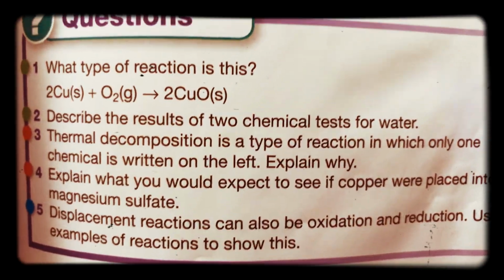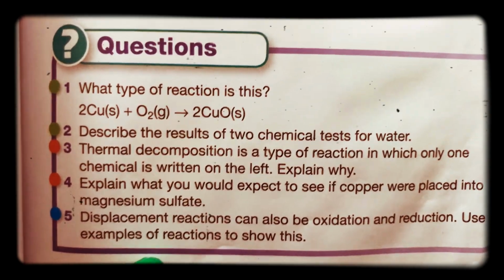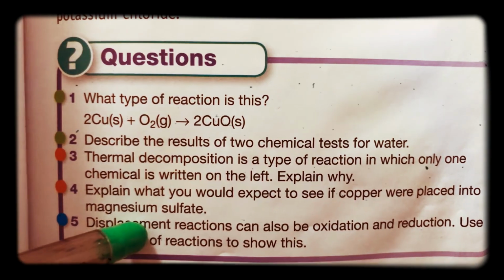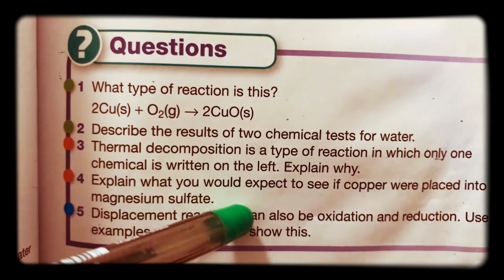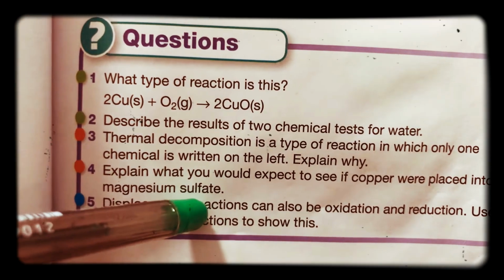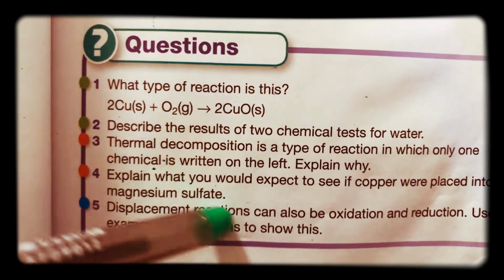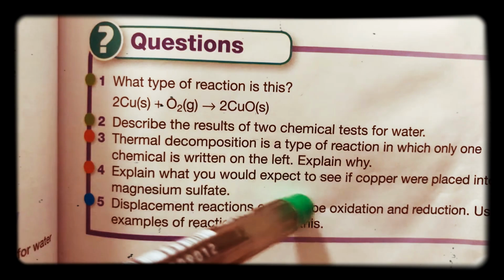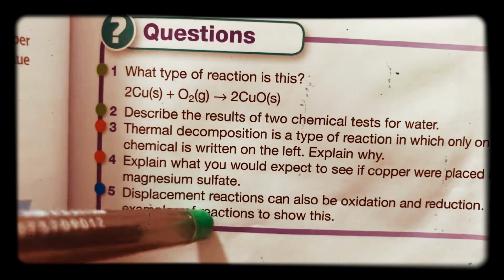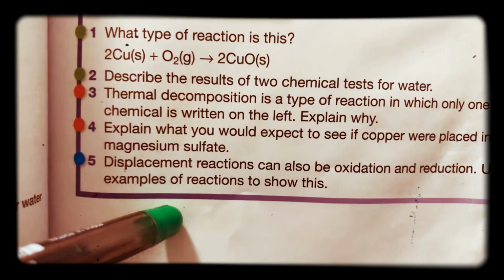Explain what you would expect to see if copper was placed into magnesium sulfate. Pause the video. So you should know that magnesium is higher in the reactivity series than copper, so absolutely nothing would be seen because the copper is not reactive enough to displace the magnesium from magnesium sulfate. So you won't get copper sulfate, you would just see copper in magnesium sulfate, no colour change, no chemical reaction takes place. And let's think about the 5th question.